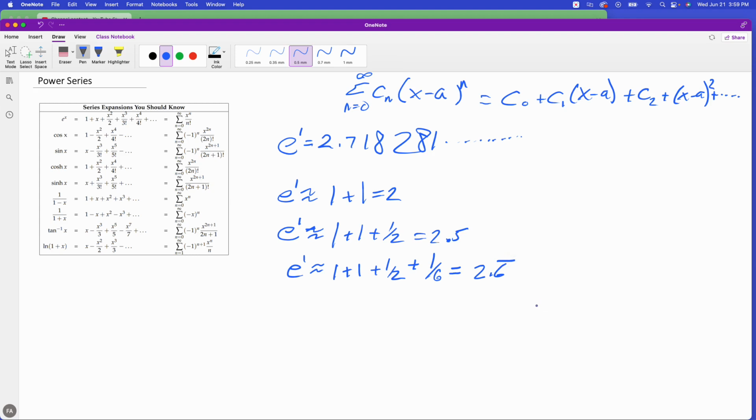That gives us 2.6 repeating, which is even closer to that 2.7. When we do e to the first, and we just take this out to the fifth term, so 1 plus 1 plus 1 half plus 1/6, and then the next term would be 1 over 4 factorial, so that's 1 over 24, right? And that'd give us 2.708, and that keeps on going actually for quite a while.